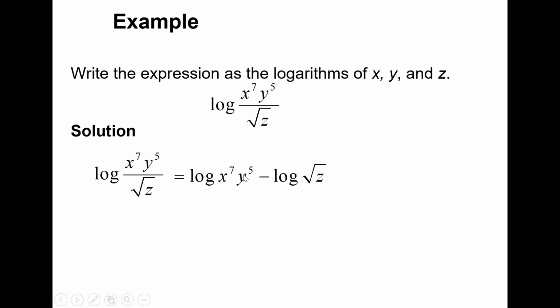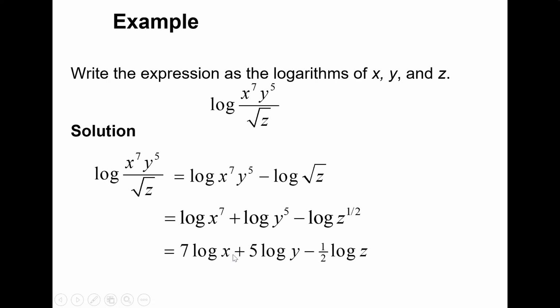Now, what we can do is split those two apart because that's a product. And so then we have x to the seventh plus y to the fifth, and then the z to the half. Remember, square root is a half. Now, here's where I say that a lot of times they want us to bring those powers down. And so when they do that, we just bring that down, bring that down, bring that down, and then that would be our solution.